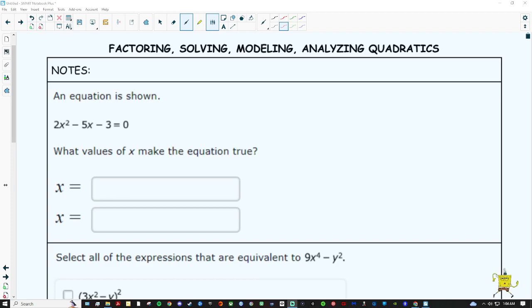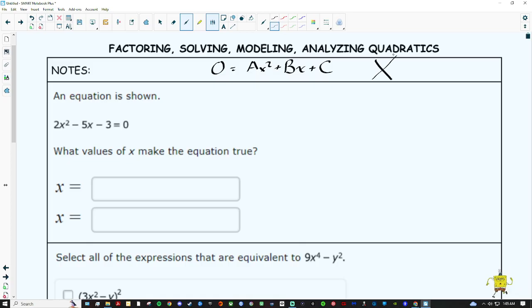We are going to go through factoring, solving, modeling, and analyzing quadratics. The only thing I want you to know is quadratics are always in the form 0 or y equals ax squared plus bx plus c.